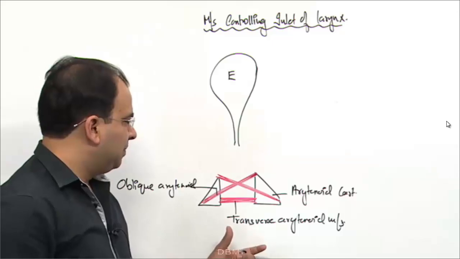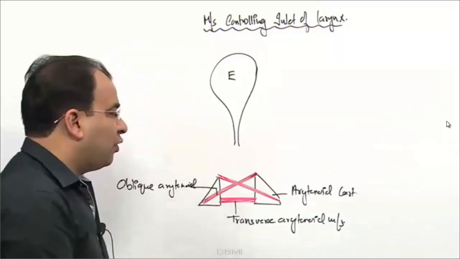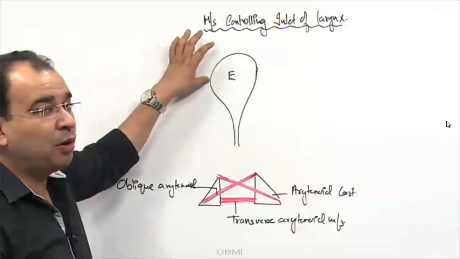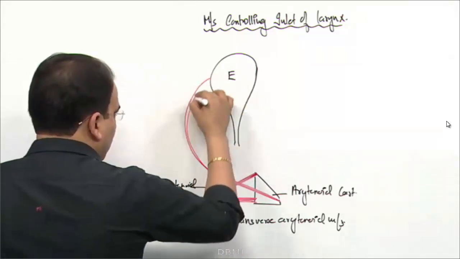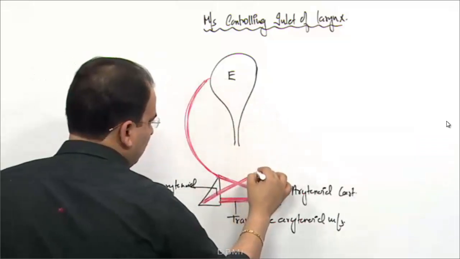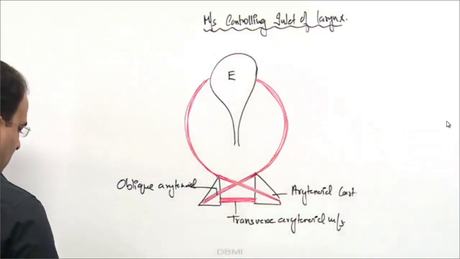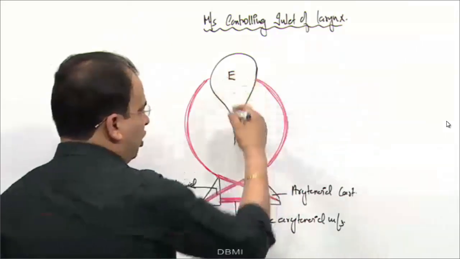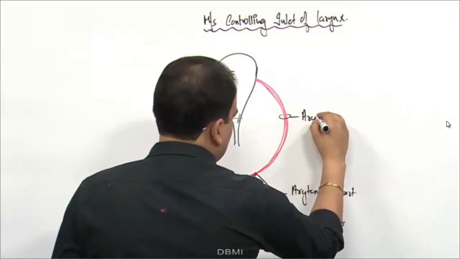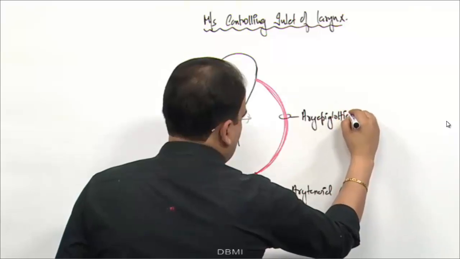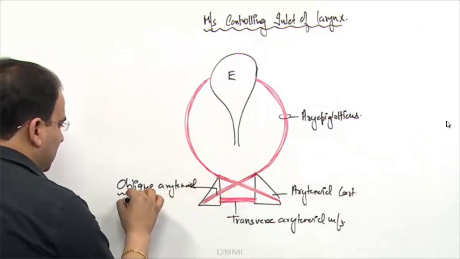Now oblique arytenoid muscles span from the muscular process of one arytenoid to the apex of another arytenoid, and we have a morphological extension of the same muscle which reaches the lateral border of epiglottis. This extension within the aryepiglottic fold is called aryepiglotticus. From arytenoid to epiglottis we call it aryepiglotticus. Please remember that aryepiglotticus is a morphological extension of oblique arytenoid only.